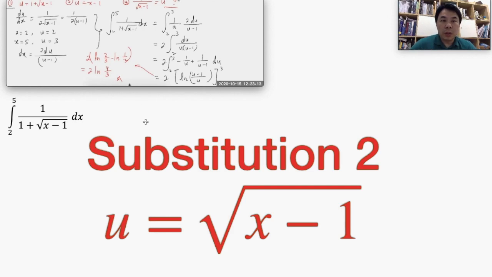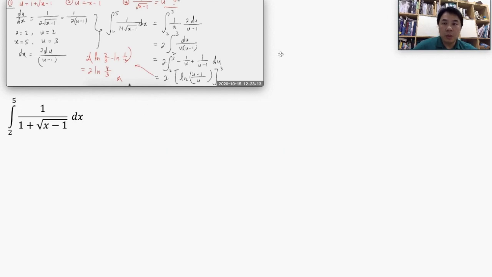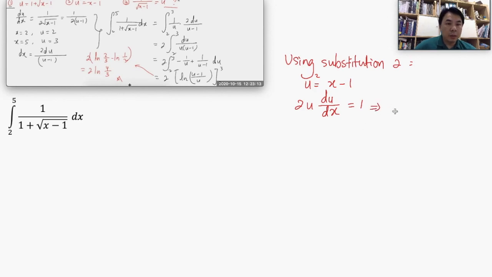Okay, let's get started with the second choice of substitution, substitution method number 2. So we have u squared equal to x minus 1, right? And then you can apply implicit differentiation here. We will get 2u du/dx, which is equal to 1 here. And then indirectly we can specify that dx is 2u du.